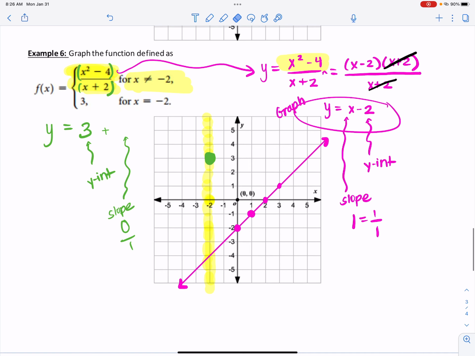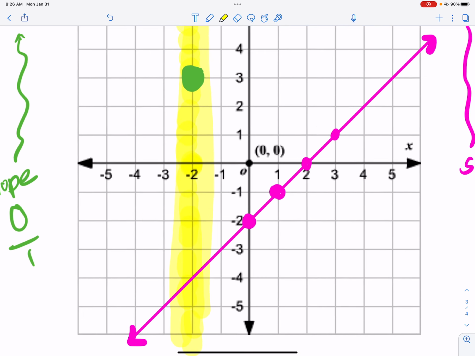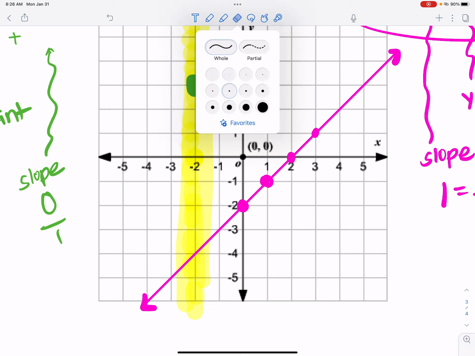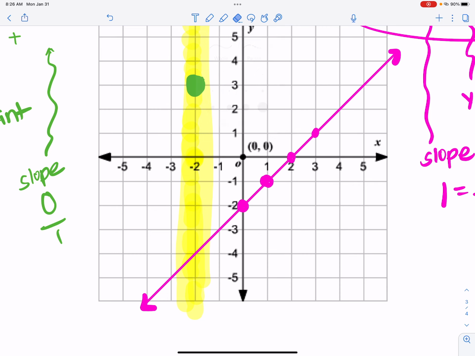So I've already highlighted the x value -2. That's right here on the graph. And I can graph this pink function anywhere except not at -2. So when I go to -2, which is right here, I'm going to basically erase that part from the graph.